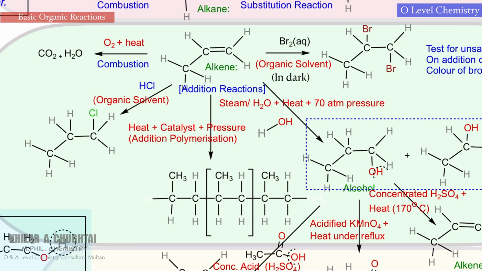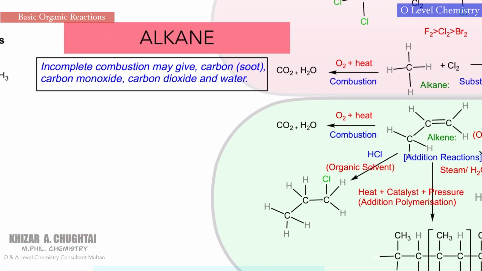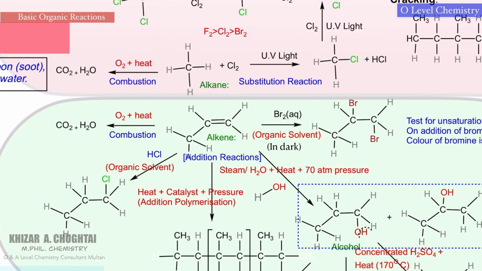It can combust in the presence of excess oxygen when heated, and it will change into CO2 and H2O. Once again, if oxygen is not in sufficient quantity, that is, not in excess, there may be the formation of carbon, that is soot, carbon monoxide, carbon dioxide, and water. Four products may form. The rest of the four reactions are addition reactions.